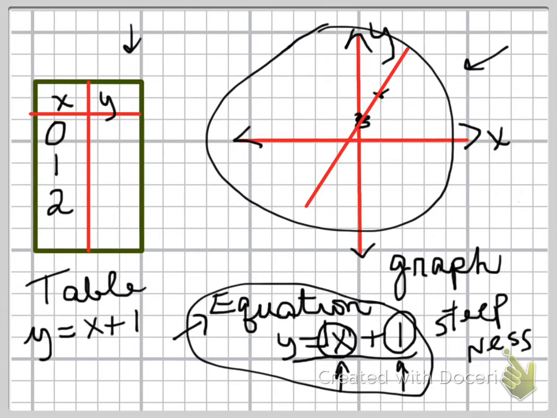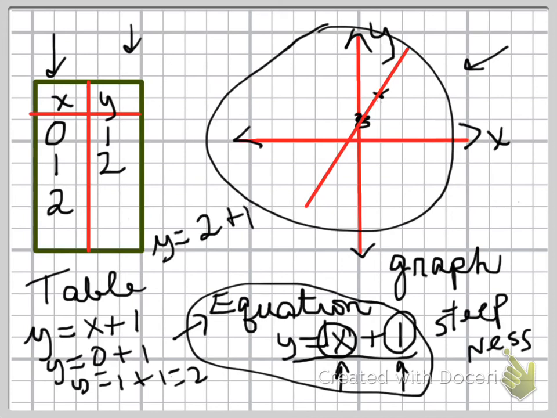Looking at the table here, what is x in the x column? 0. So I'll replace 0 for x: y equals 0 plus 1. That means that when x is 0, y is 1. Now let's go to the next one. Y equals, since x is 1, 1 plus 1 is 2. So when x is 1, y is 2. Last but not least, y equals, I'm going to squeeze it in here, x is 2, 2 plus 1, you know it's 3. So when x is 2, y is 3.